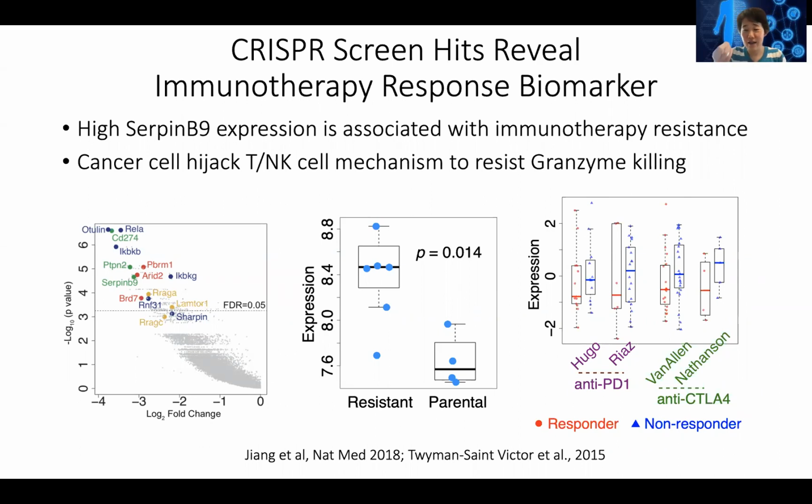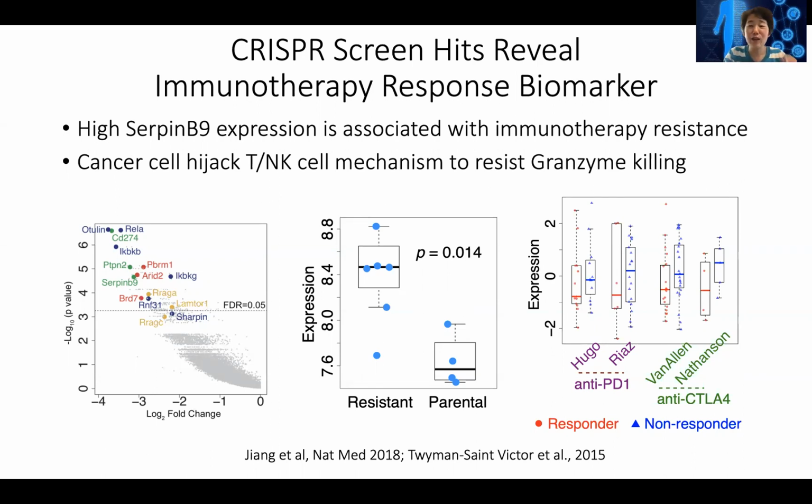The question is, these granules contain poison. Why don't they poison the T cells and NK cells? It's because SERPINB9 is a gene that can inhibit the granzyme function. And so it is normally in the T cells and NK cells to protect them from being poisoned by the granzyme granule.